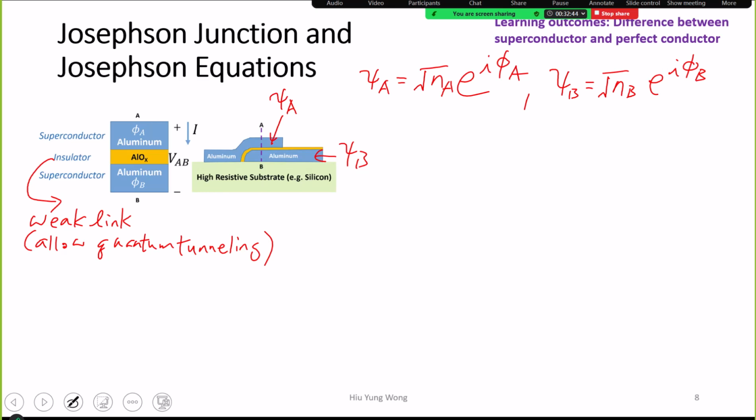Okay. Now the most important thing is that you need to accept this. Of course, there are more rigorous derivations, and this is very simplified. But of course, phi A doesn't need to be equal to phi B, right? Because they are separated. They are not the same piece of metal. So we define a quantity called phi, which is the phase of this Josephson junction. We call it phi A minus phi B. This is because the physics of the Josephson junction depends on the difference of the phase of these two terminals.